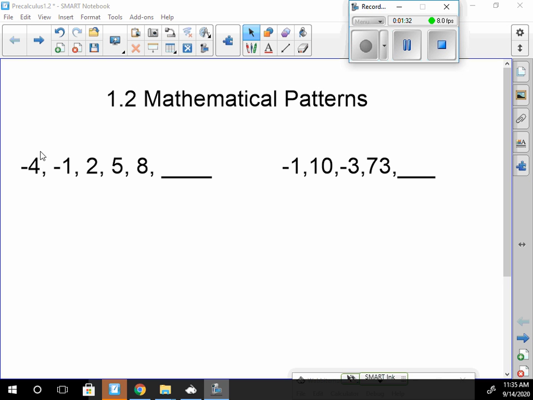If we look at this mathematical pattern, I need to establish what is happening between each number. So when I go from -4 to -1, I'm adding 3. When I go from -1 to 2, again, I'm adding 3. If this continues, then I know that is my pattern. Each time it goes up 3, and if I have to find the next number in the sequence, I would just add 3 to 8 to get there.